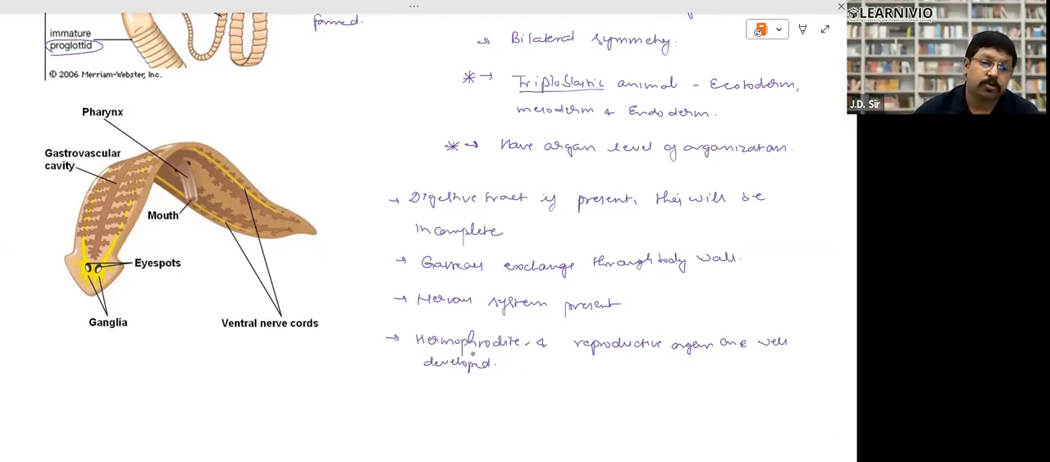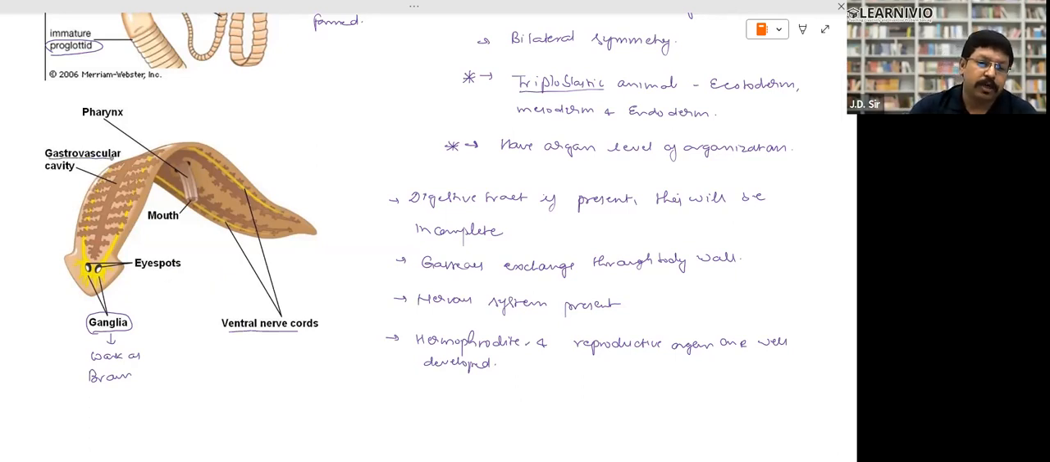This organism is called planaria. Why have I shown it? Look, planaria has ganglia. What is ganglia? Ganglia is a collection of neurons, right? In lower organisms, ganglia work as a brain. First important thing. Then there are both ventral nerve cords. This nerve cord runs across the body, and that is the nervous system.